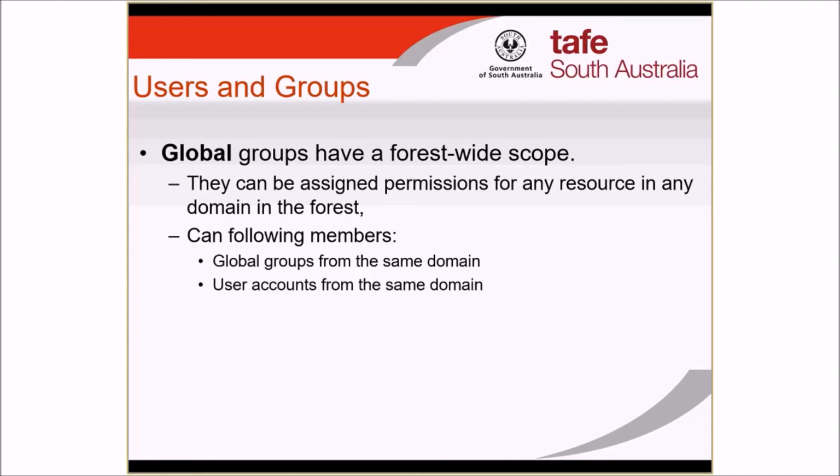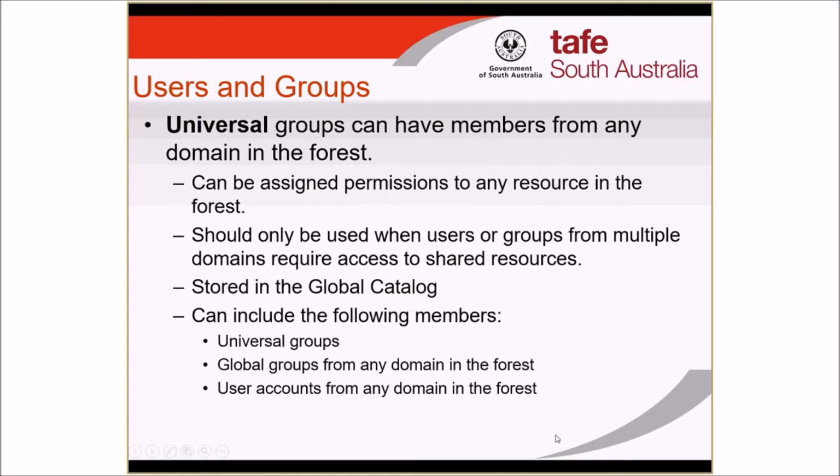They can have global groups from the same domain as members. They can have user accounts from the same domain as members. You notice that these members can only come from the same domain as where the global group is created, even though the global group itself can go to any domain. Then there's universal groups.